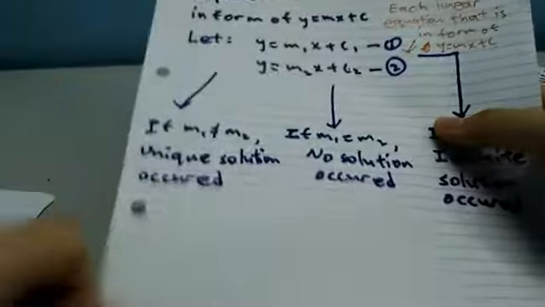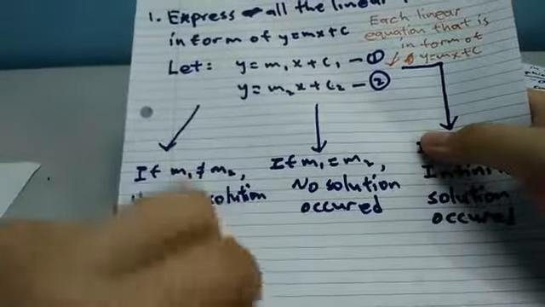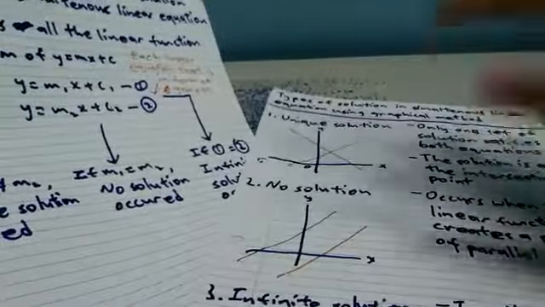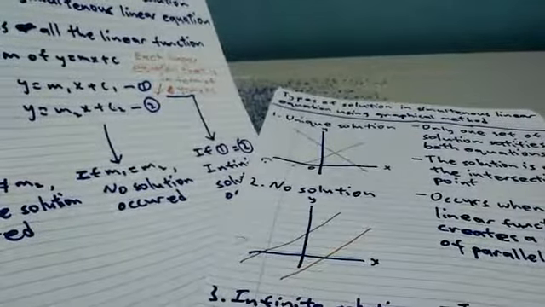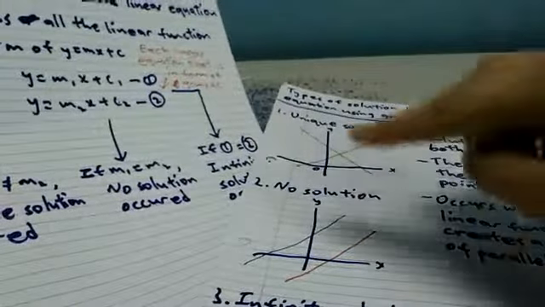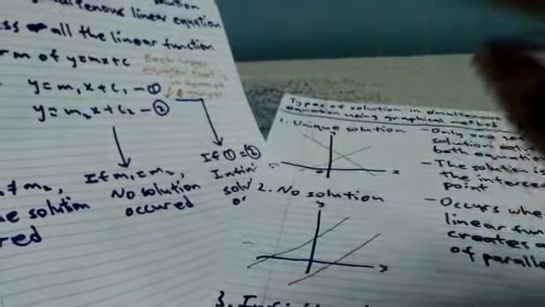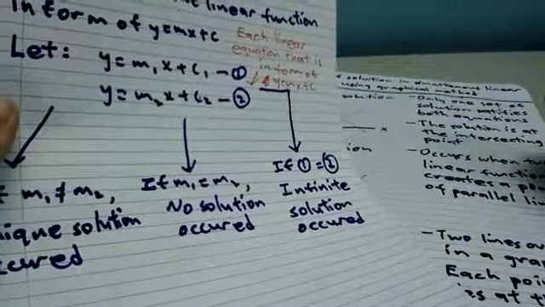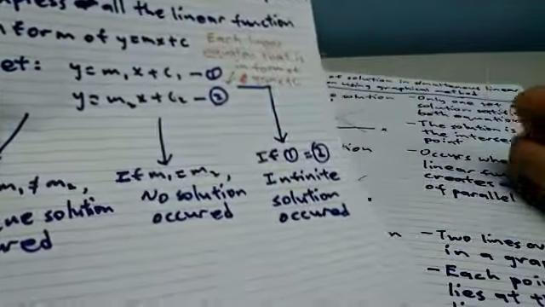Now let's check out these conditions. If m1 is not equal to m2, a unique solution occurs. Why? As I told you, a unique solution occurs when the lines intersect, so in order to make them intersect, the gradients must not be equal. Unlike this, when we plot lines that are parallel, we get no solution. And that is exactly this statement, m1 is equal to m2, if you have studied coordinate geometry in maths.